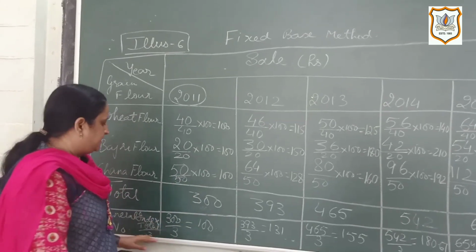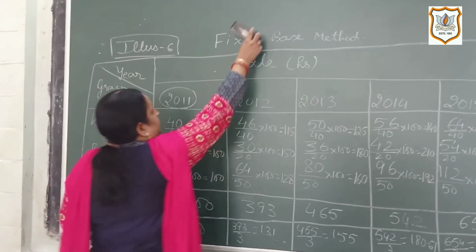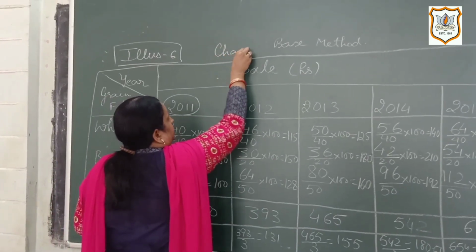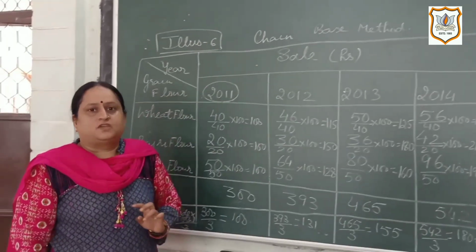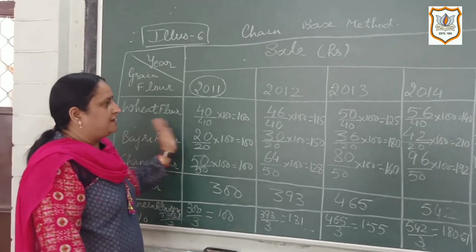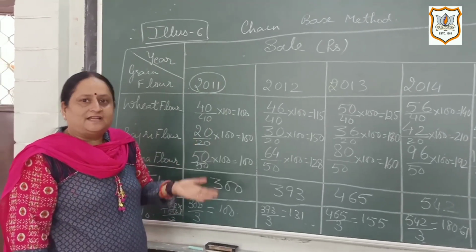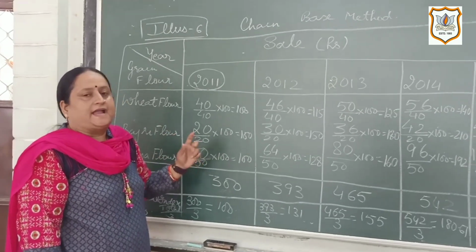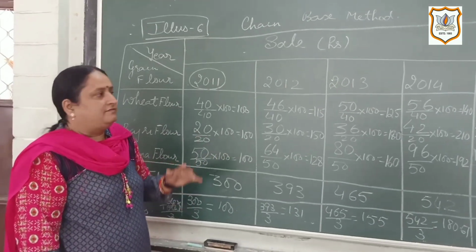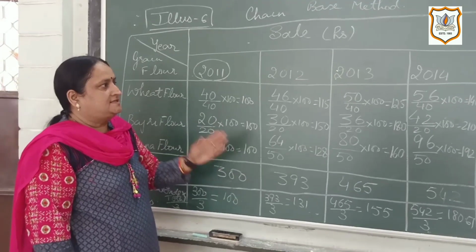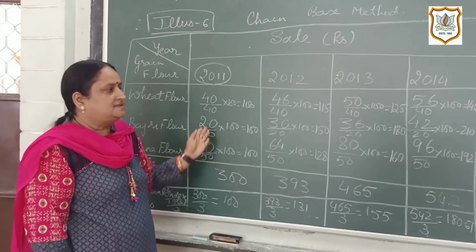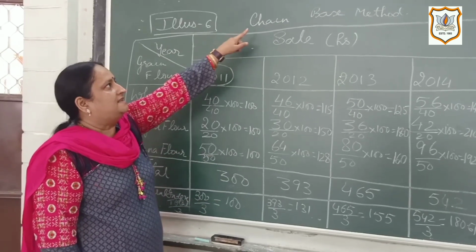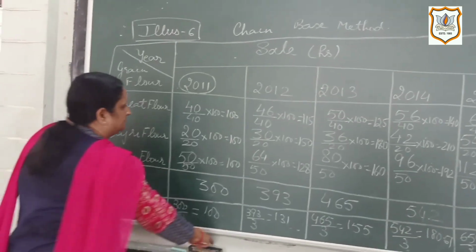Now, the same thing we have to do by the next method, that is the chain base method. That means instead of fixed base method, you will have the chain base method. So now what you are supposed to do? Again write down these values and divide the values by the previous year's values and then multiply by 100. We know the formula, current price divided by the previous year's price into 100. So now let us solve the same sum by the chain base method.